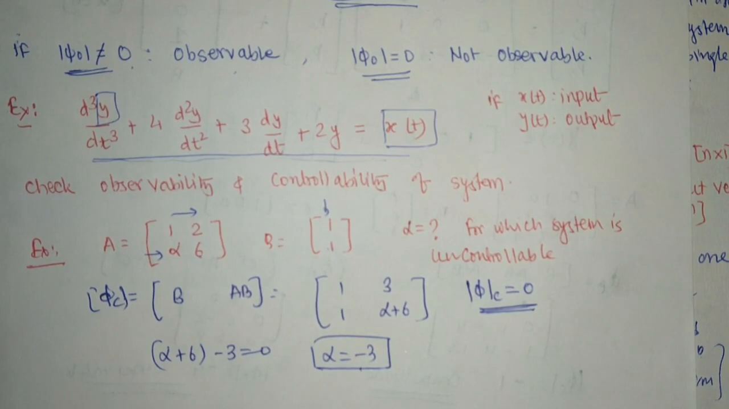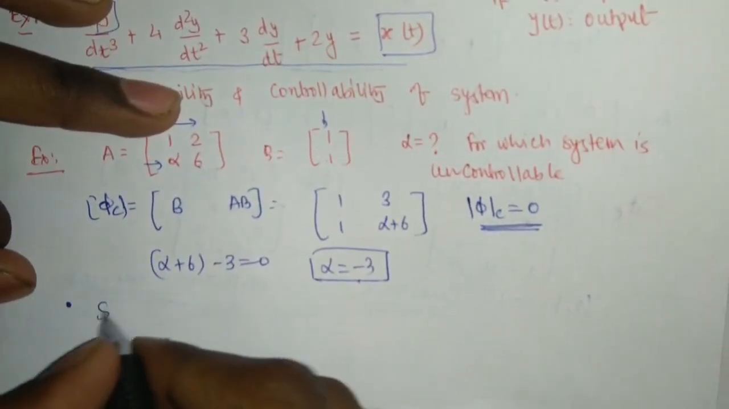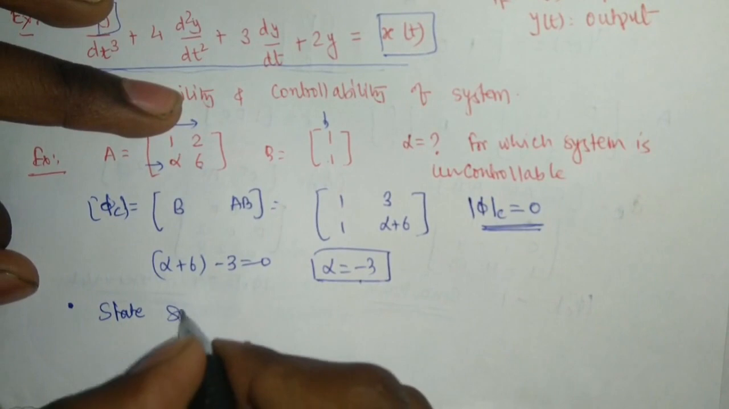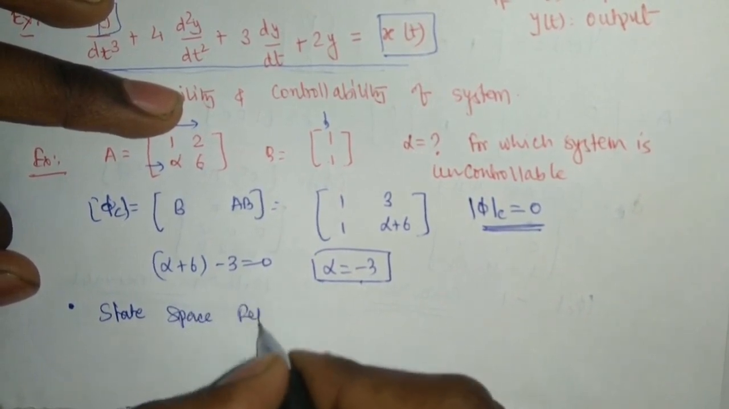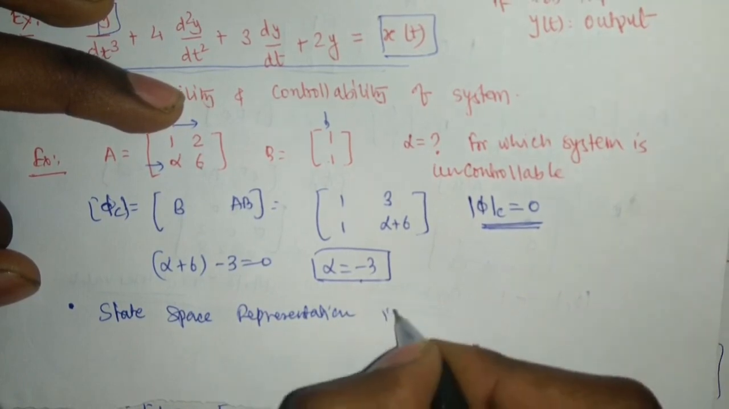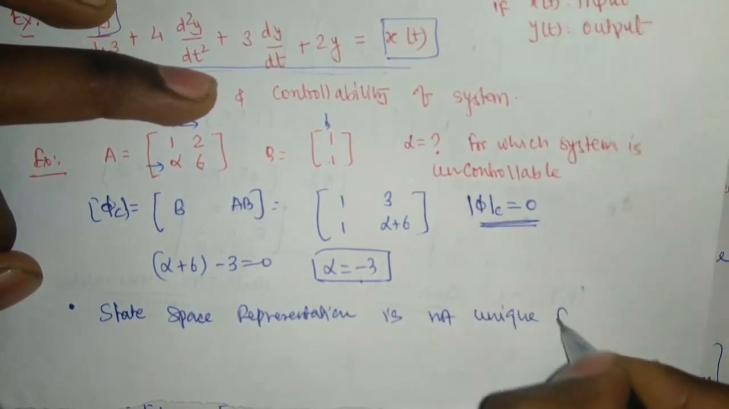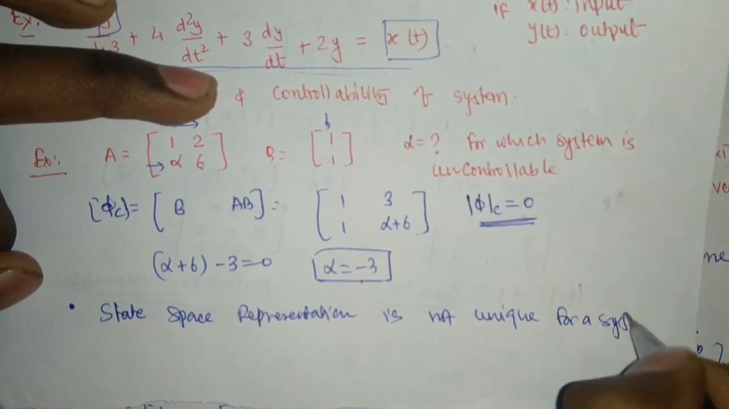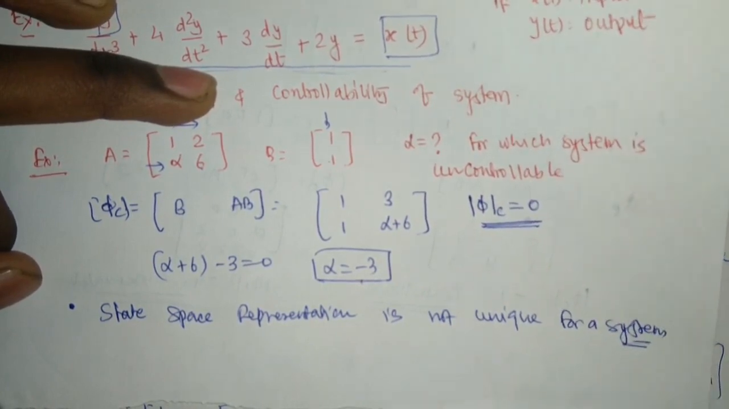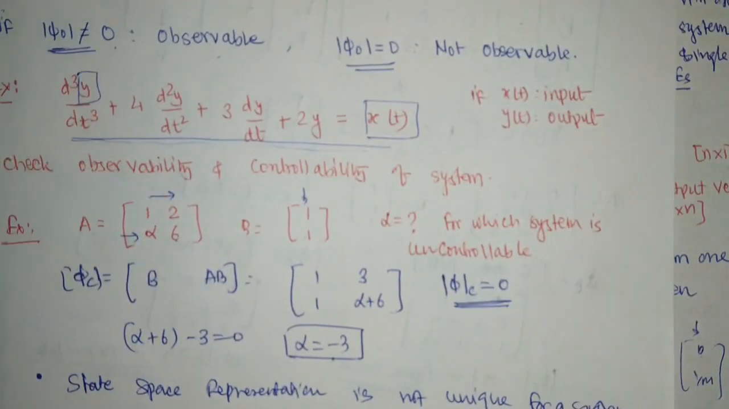Also you have to remember one thing from the prelims point of view, that state space representation is not unique for a system. If we have a system, it's not necessary that we get a unique state space representation for that particular physical system. So that's all for this syllabus. The whole syllabus gets completed here.